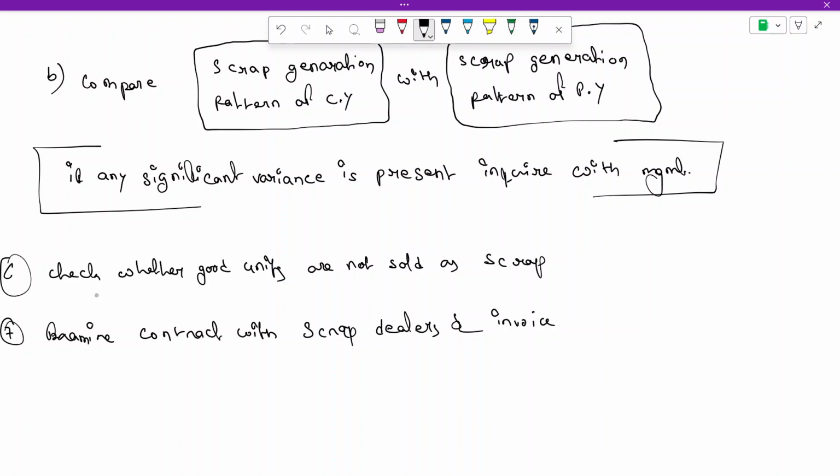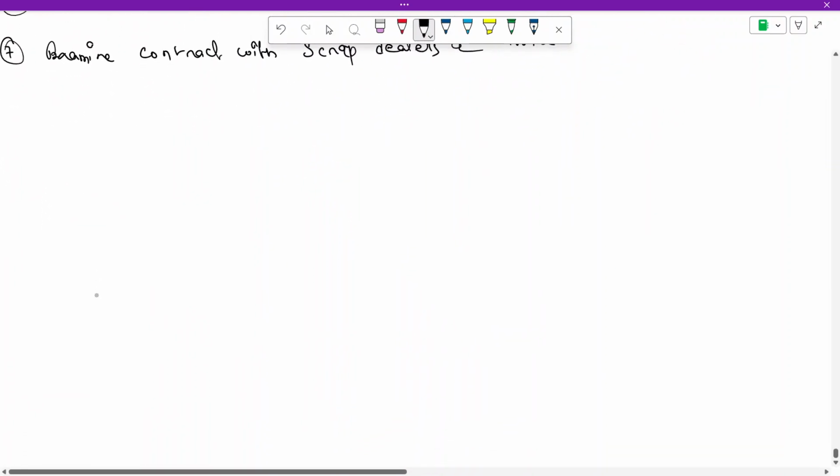Then comes the part of miscellaneous income. And what can be the miscellaneous income? Dividend, interest on FD, gain or loss on sale of investment. But when do we recognize the miscellaneous income?